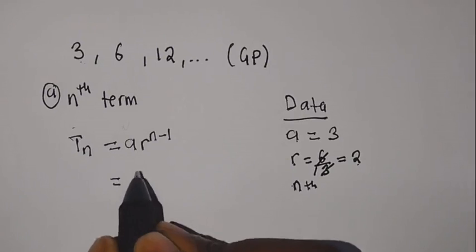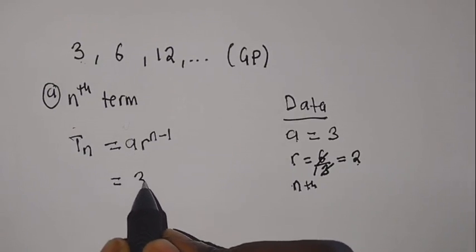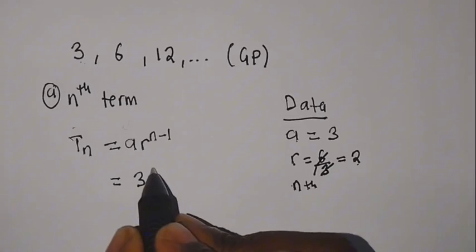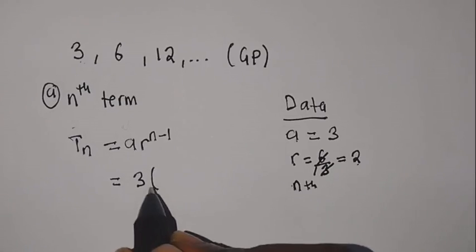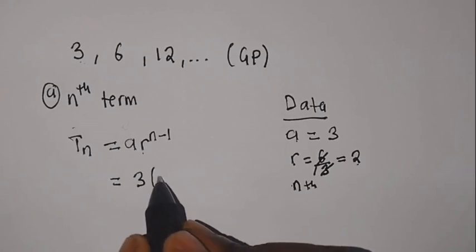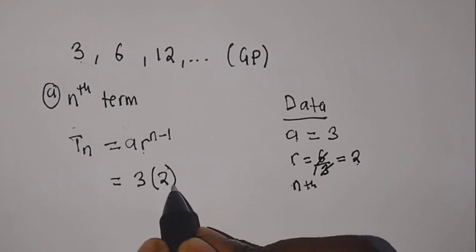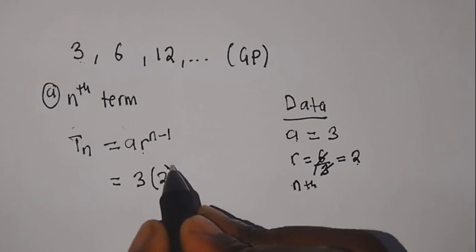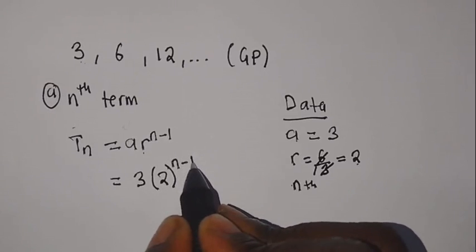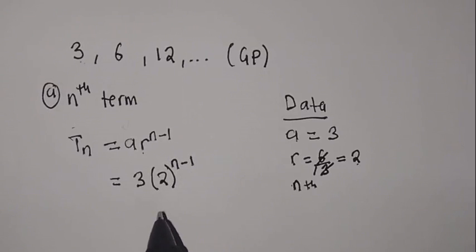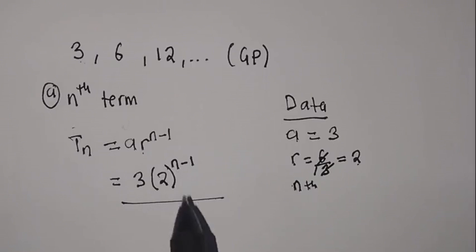Let us now substitute. Where there is a, we put 3, then bracket. Where there is r, we put 2, close bracket. Where there is n, we just put n minus 1. So this is our nth term. We can't simplify this further because the 2 is raised to the power of n minus 1, so we just leave it like this.